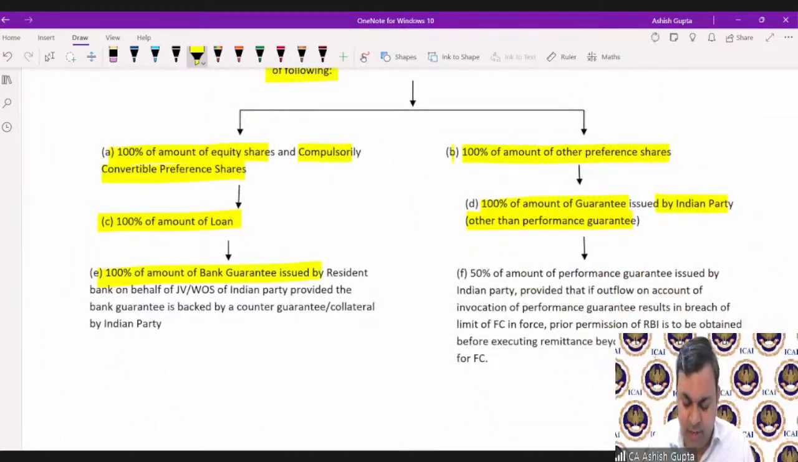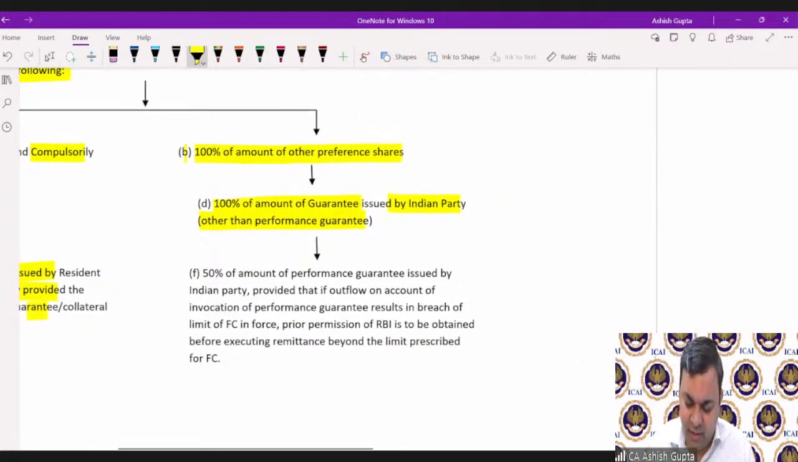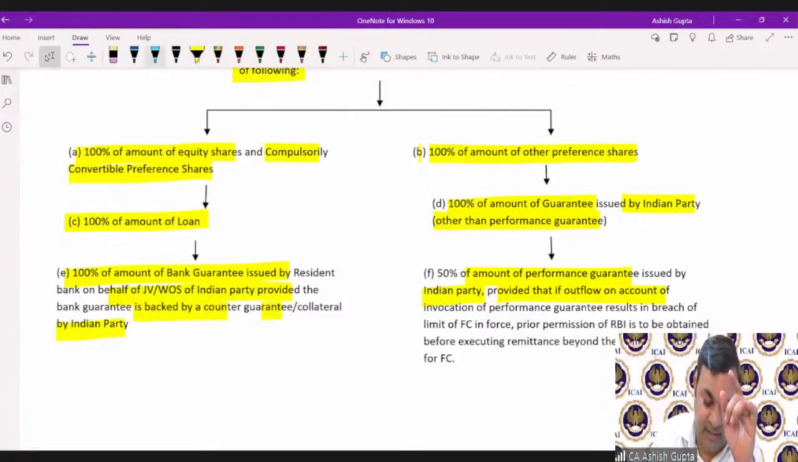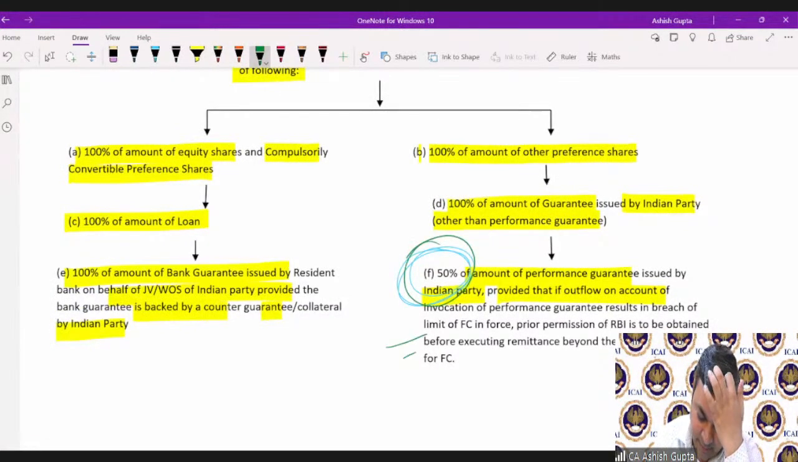100% of the amount of bank guarantee issued by a resident bank on behalf of the joint venture or wholly owned subsidiary of the Indian party, provided the bank guarantee is backed by a counter guarantee or collateral by the Indian party, or 50% of the amount of performance guarantee issued by the Indian party, provided that if there is outflow on account of invocation of the performance guarantee. So guarantee is 50%, rest everything is 100%. Performance guarantee provided is 50%.